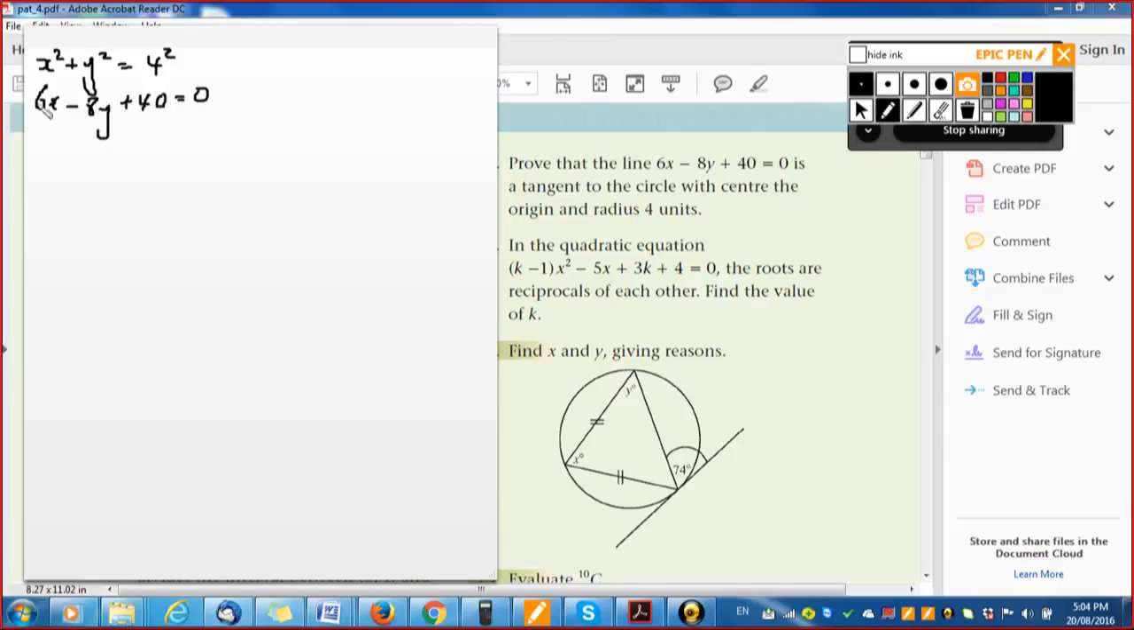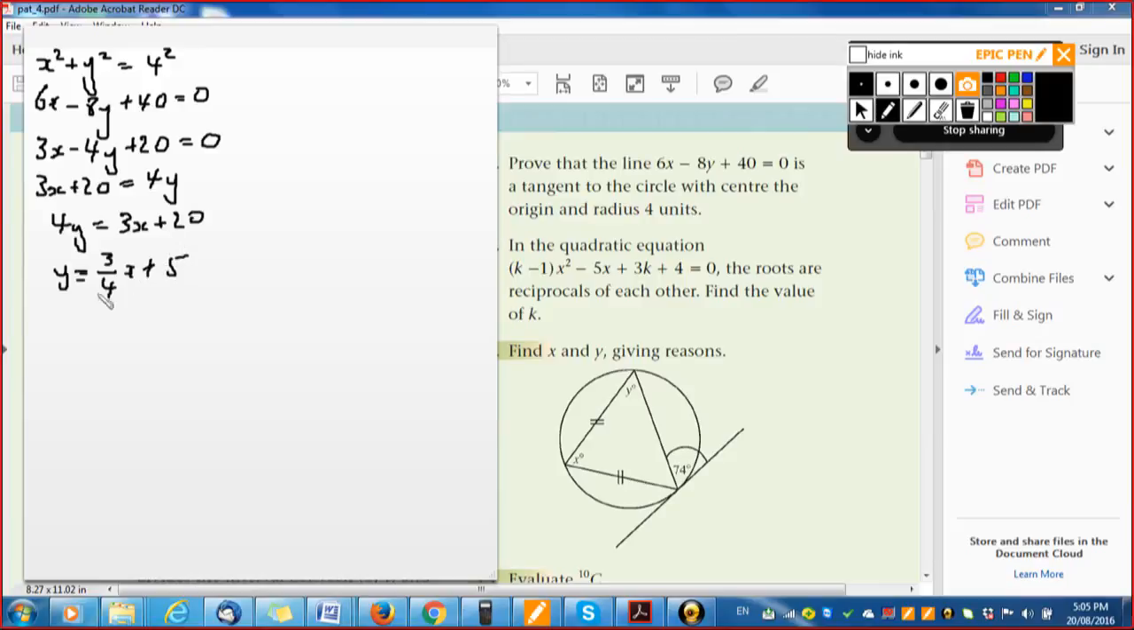Now, what's another way of writing this line? Let's divide all the sides by 2. 3x minus 4y plus 20 equals 0. Got that? Now, if we make y the subject of the formula, let's bring the 4y over to the other side. What would the answer now become? Swap it around and make y the subject of the formula. So you've got 4y equals 3x plus 20. Y would be equal to 3/4 x plus 5.